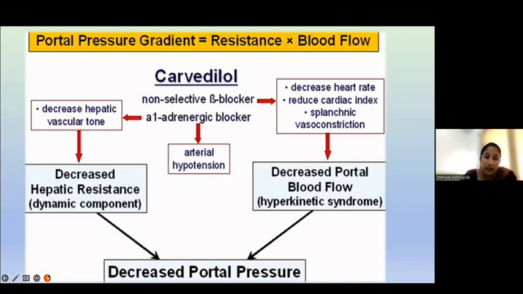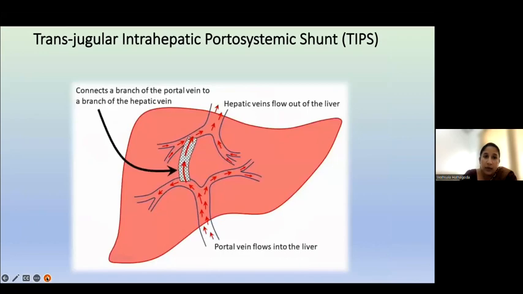That's why pharmacotherapy and banding should go hand in hand when you treat portal hypertension. A little bit about TIPS, which Sir just mentioned: even though this is a very common and useful practice among adults, in children, due to anatomical problems, we don't use it much.